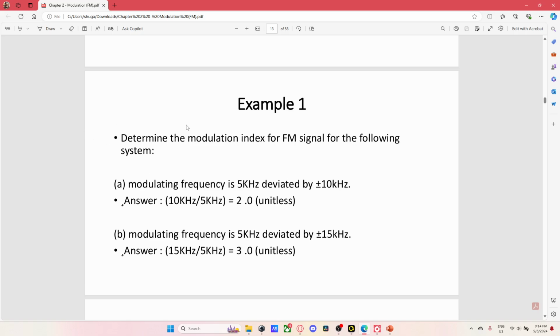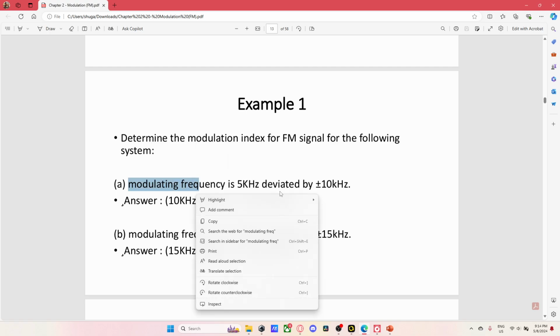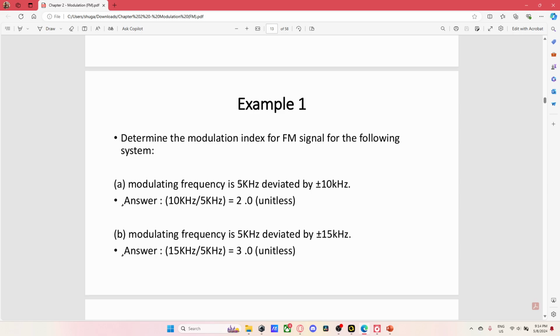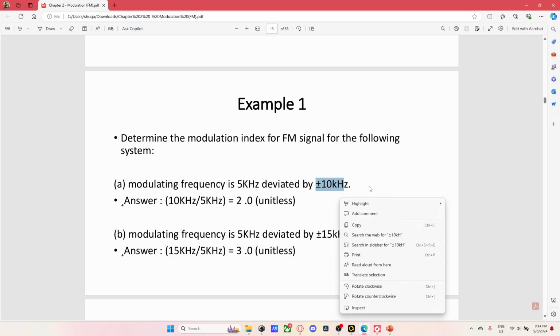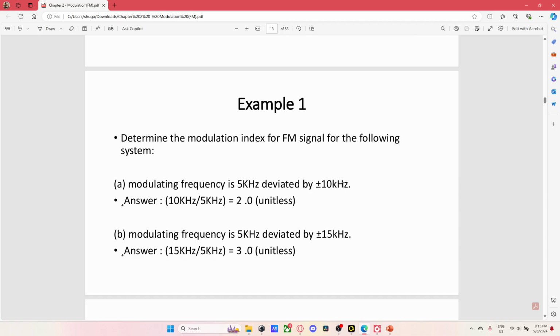Okay, this is example 1. As you can see, it asks us to find and determine the modulation index for the FM signal using these values. For question A, the modulating frequency is 5 kHz. This is our Fm, while the frequency deviation is 10 kHz. So you divide 10 kHz by 5 kHz, you will get the value 2.